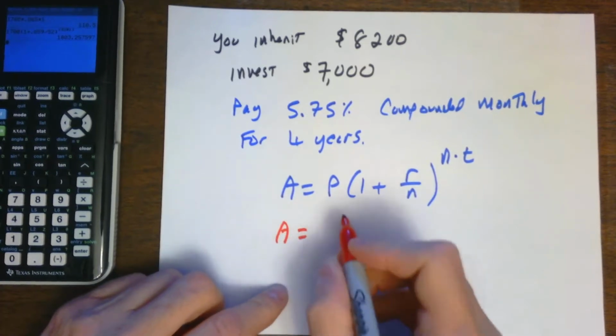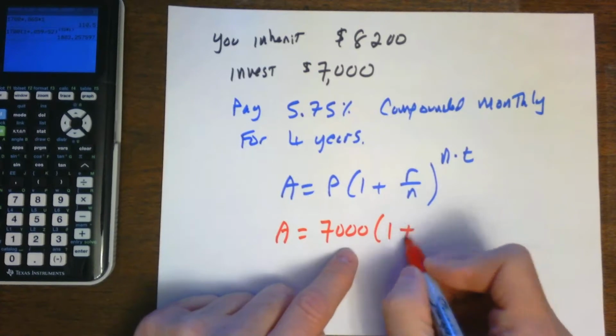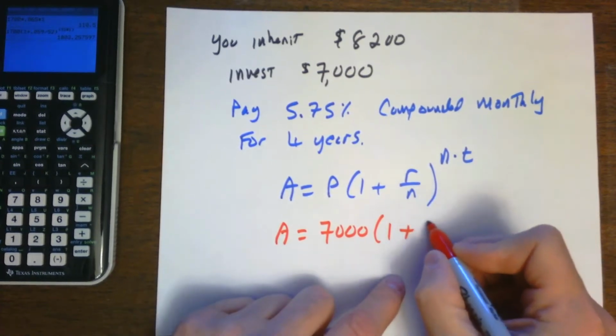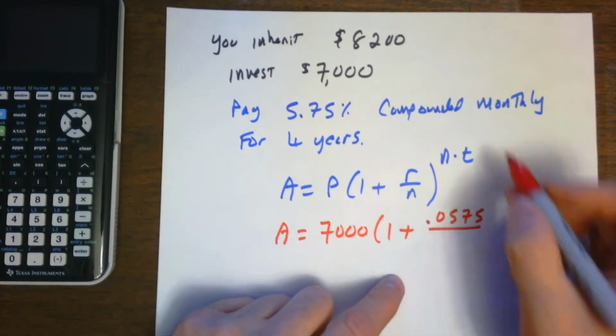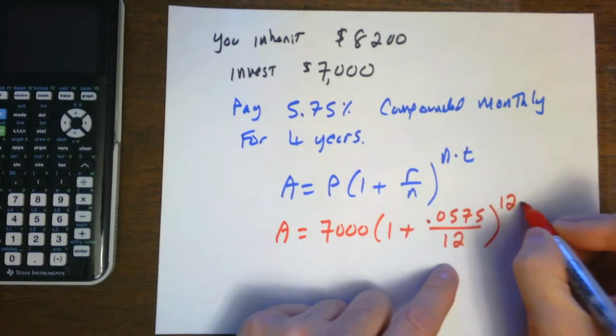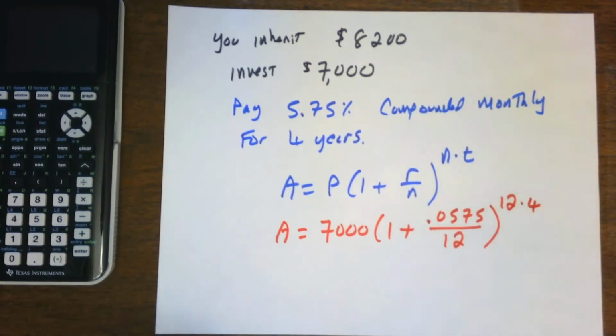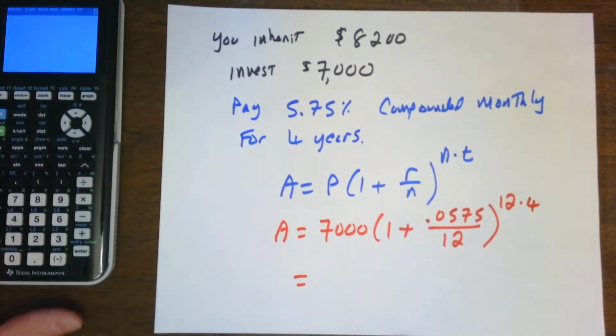Substituting in, the amount is going to be that $7,000 principal investment, 1 plus the rate as a decimal, 0.0575. The number of compoundings monthly would be 12 months in a year, to the power of 12 times 4 years. So now it's all about putting it in the calculator. Be careful on how we put it in the calculator. All right, here we go.